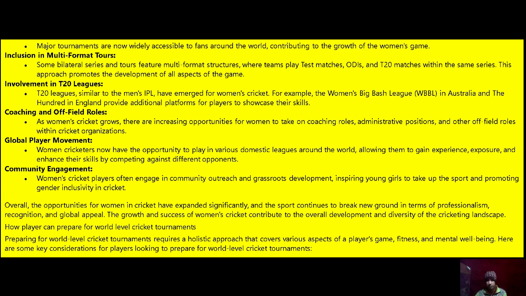Next point, Cooch Behar Trophy. The Cooch Behar Trophy is a first class competition for under 19 cricketers and it is an important platform for young talent. Next point, Vijay Merchant Trophy. Vijay Merchant Trophy is a List A competition for under 16 cricketers.